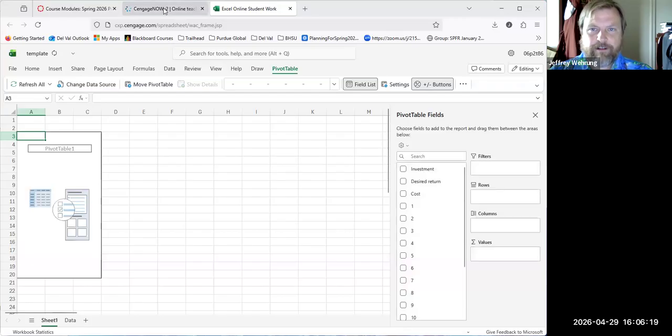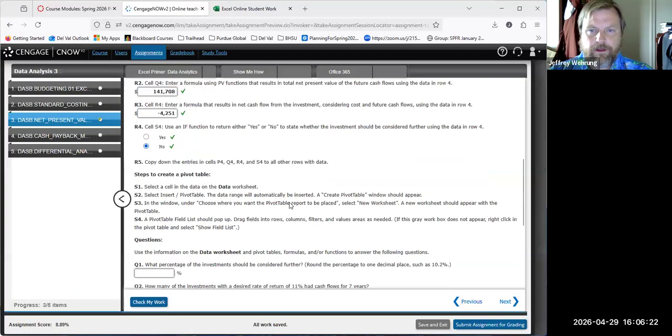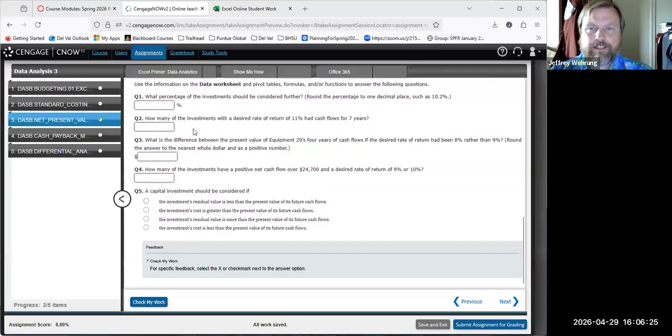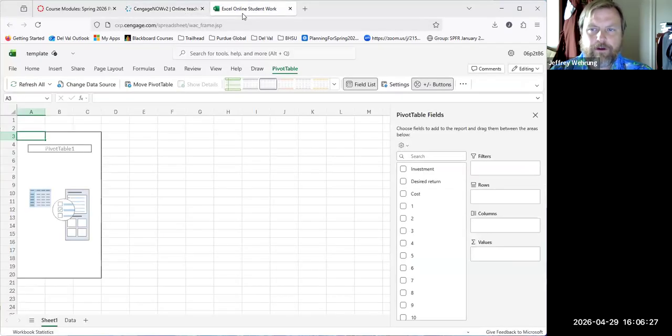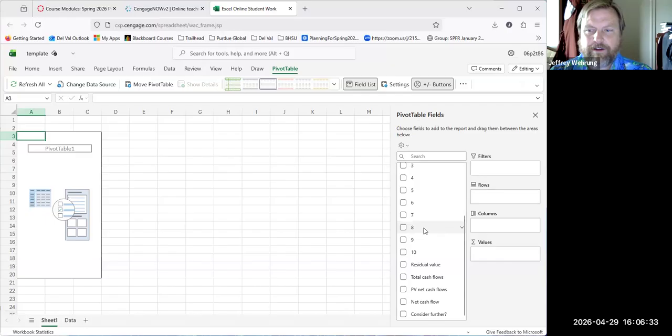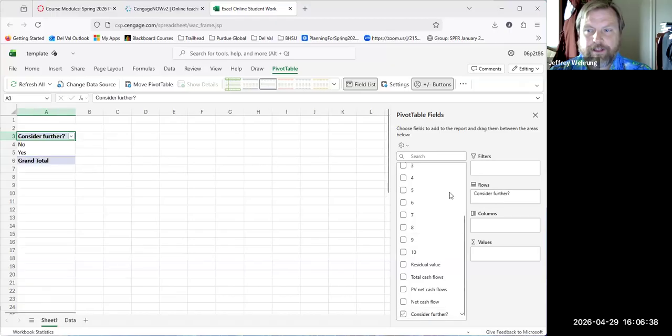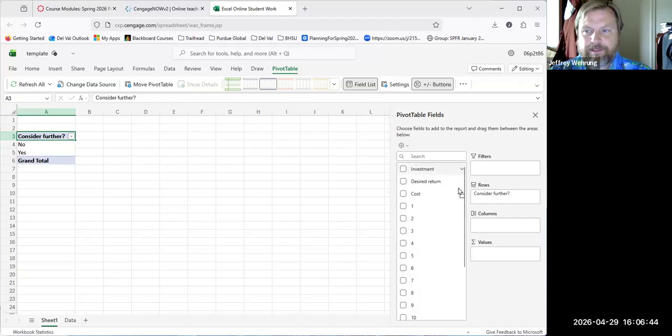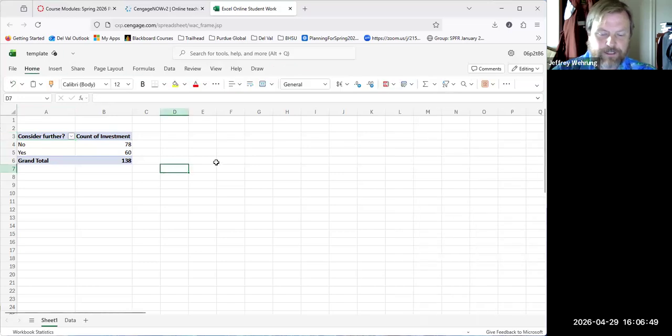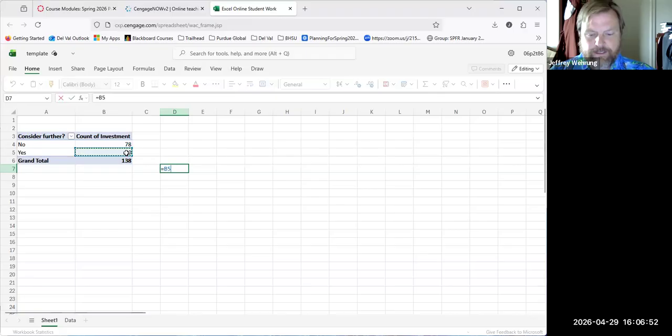Hopefully you're all getting really good at creating pivot tables at this point. Okay, let's look over here. Q1, what percentage of the investments should be considered further? So I want to know how many I have as yeses. There's lots of ways you could figure this out. I'm just going to put consider further into my rows so I can have a yes and a no, and then I will do a count of my investments that fall in each one of those. That's nice and simple, right? Then as a percentage, I can do yes divided by the total, and it gives me 43%.